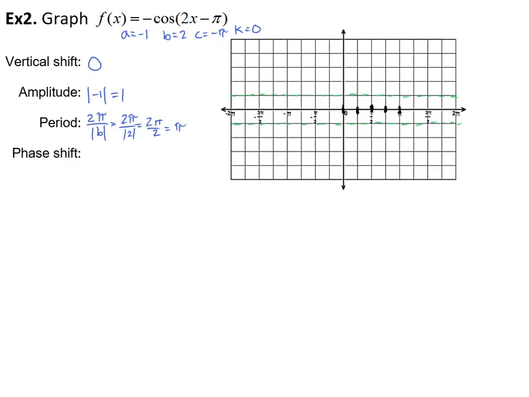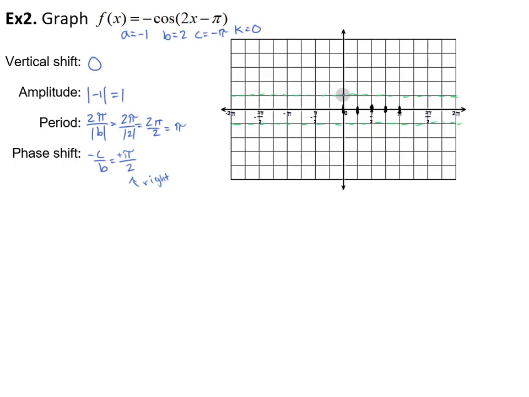Okay, before we start graphing this in, let's go ahead and find our phase shift. The phase shift is the opposite of c over b. So the opposite of c would be positive pi over b, which is 2. So we end up with positive pi halves. And because it's positive, we are going right pi over 2 units.